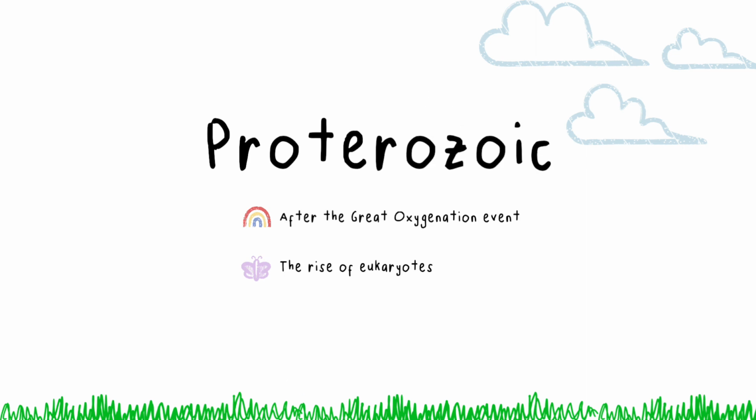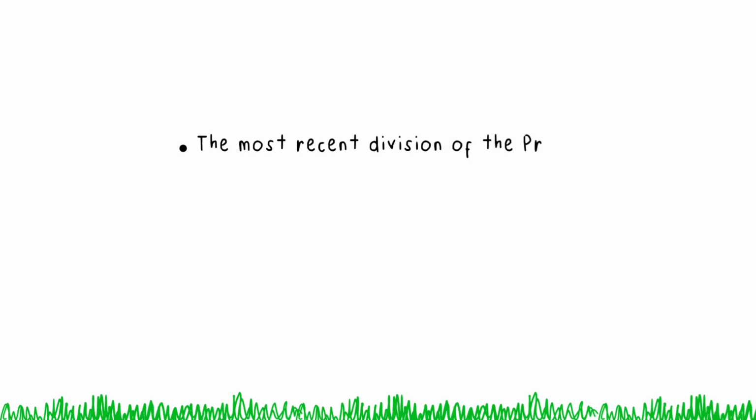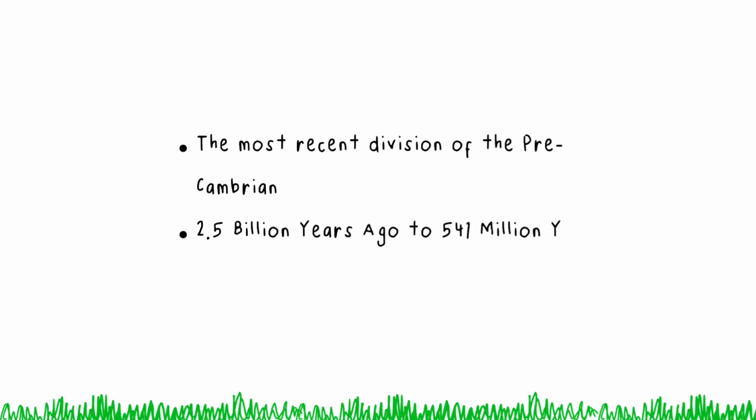Proterozoic Eon. The most recent division of the Precambrian is the Proterozoic Eon, beginning 2.5 billion years ago and ending 541 million years ago. It is also the longest geologic eon.